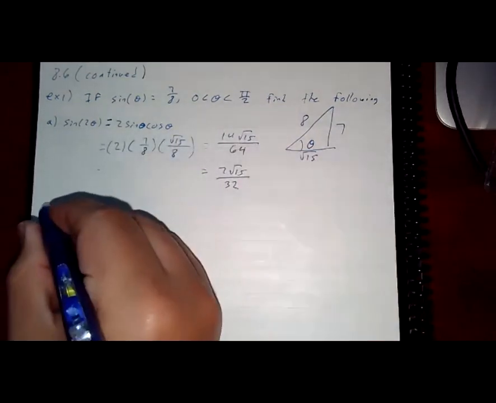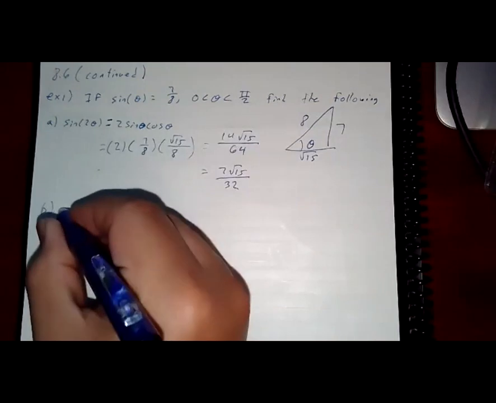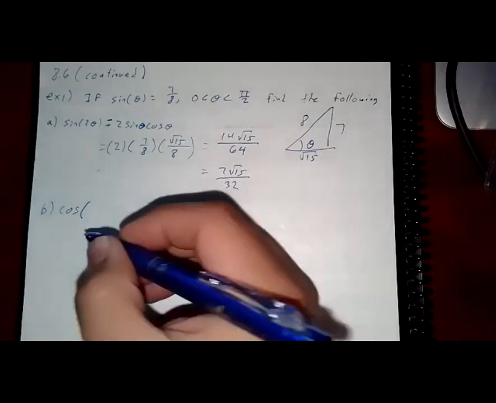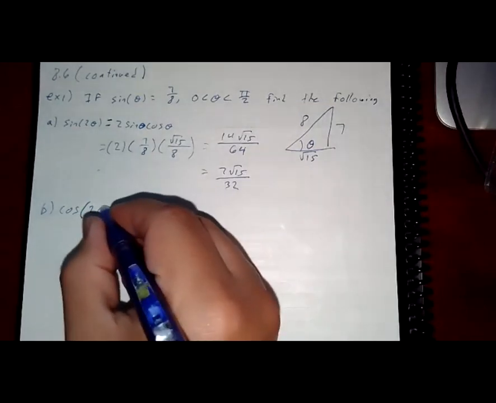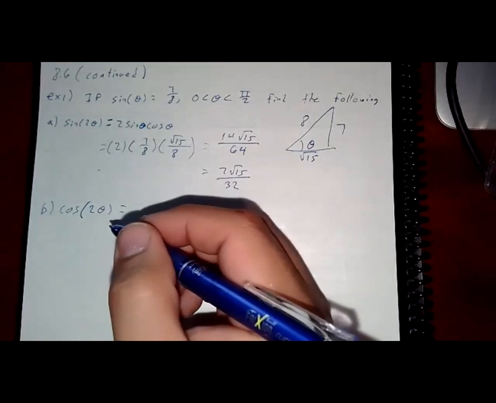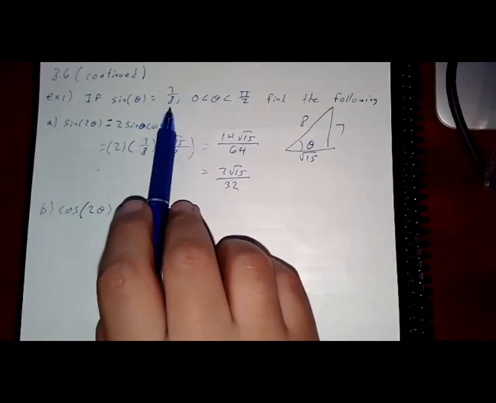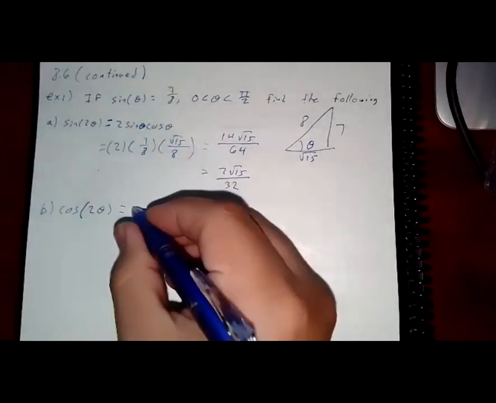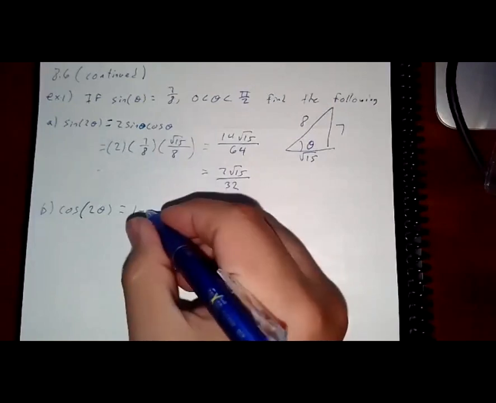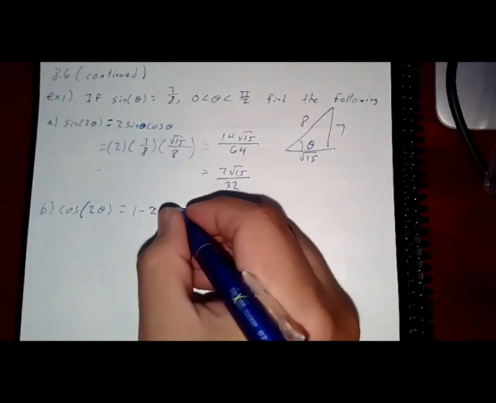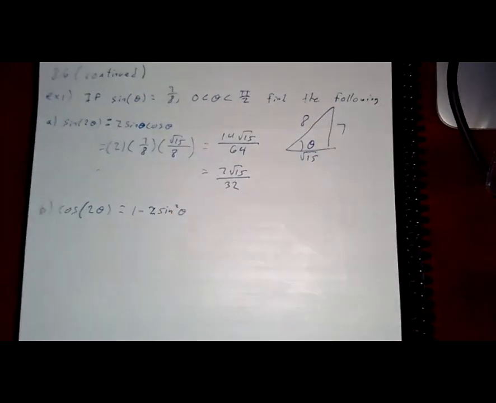Part B. The same deal here. Cosine of 2 theta. We use one of the double angle formulas. Remember, cosine 2 theta has 3 different forms. But notice how we have sine to begin with. So we should use the one that has sine in it. That way we don't have to technically use cosine. But we have it, it doesn't matter, but let's pretend we didn't know what cosine was, so I'll use this guy.